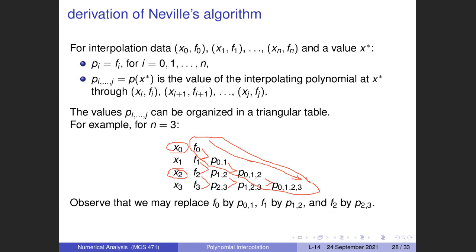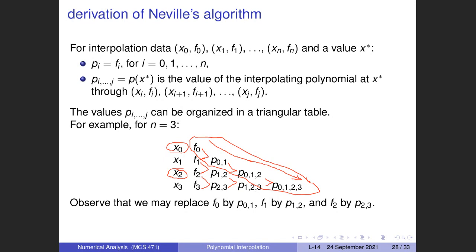So what we are actually interested in is the diagonal. And as soon as we have used f1, we can replace f0 by p01. We replace f1 by p12. So we can actually afford to replace. So this is a 2-dimensional table where we can actually be more efficient.